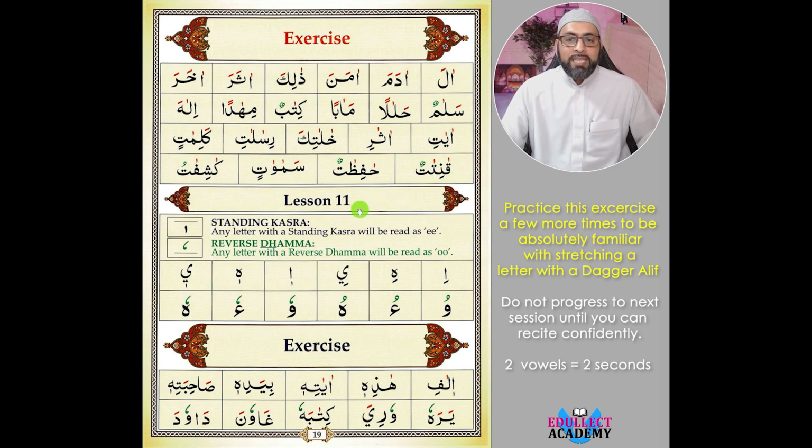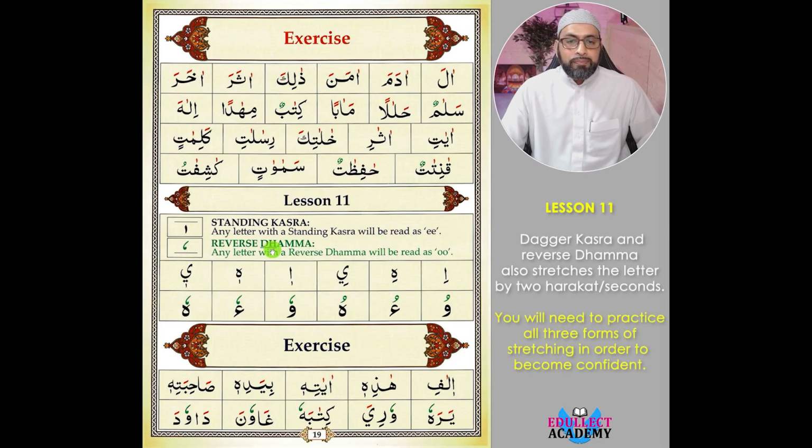Moving on to lesson number 11, we're going to look at two types of vowels here. So one is the one where you have the alif actually is at the bottom and therefore it becomes a kasra, standing kasra or dagger kasra, and then you've got the dhamma which is upside down. Okay, so this is the normal dhamma, woo, oo, hu. But when this dhamma is upside down and written in this form, then it's woo, oo, who.